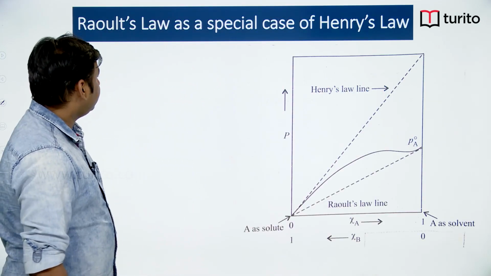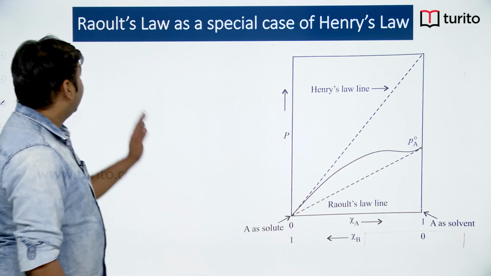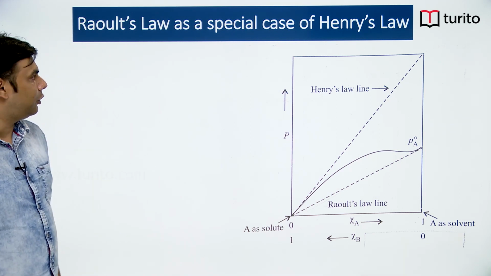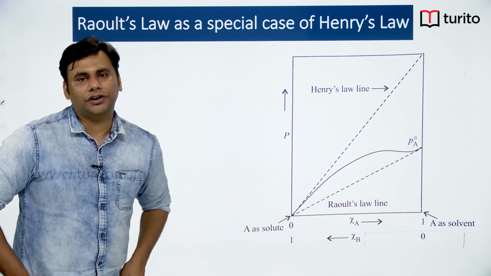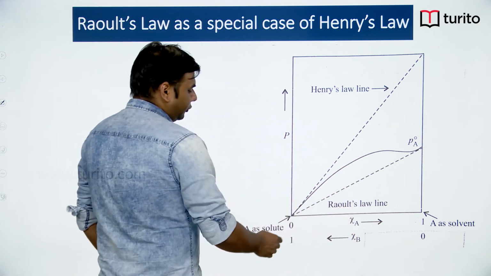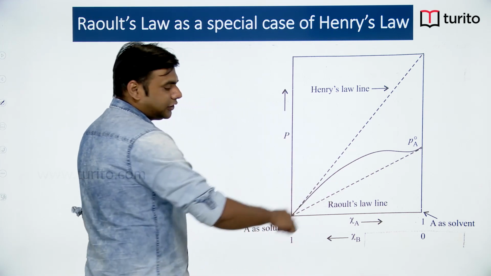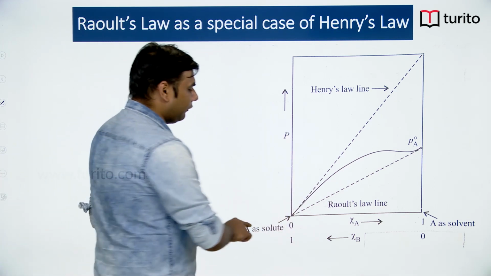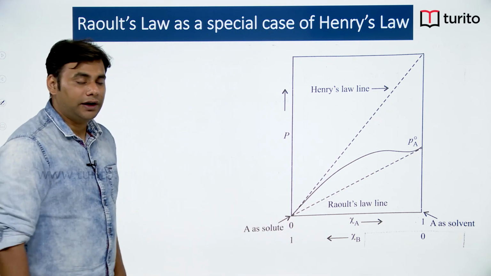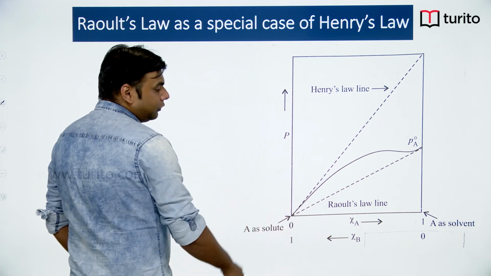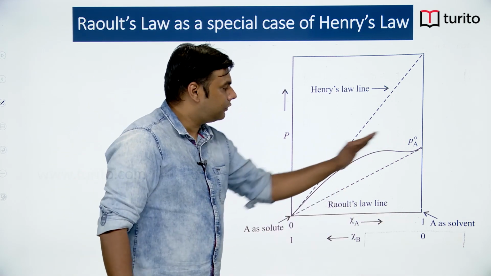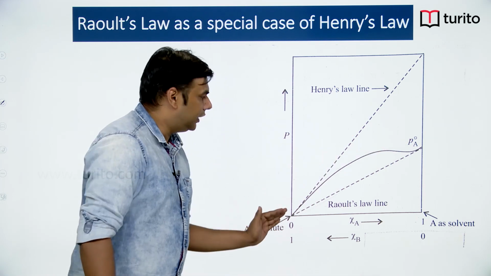So we also say that Raoult's law is a special case of Henry's law. Again, this is a very important text. Raoult's law is a special case of Henry's law. If you look at the graph, suppose we are plotting partial pressure with mole fraction. The mole fraction of A is 1 over here, so the mole fraction of A would be 0 over here. The mole fraction of B is 1 over here and 0 over here. Suppose this is the graph of the solution shown in the black line.